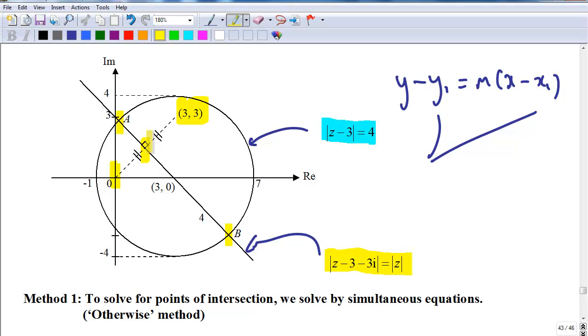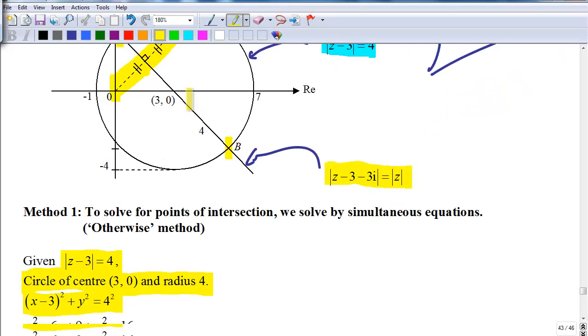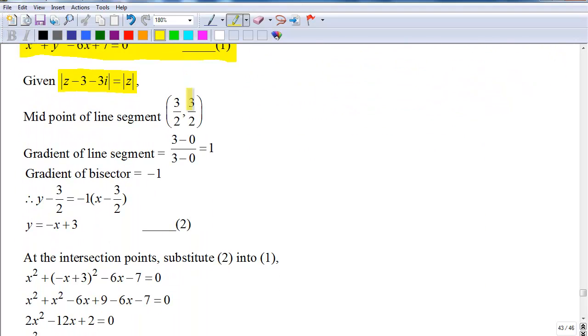Now the gradient of the perpendicular bisector, remember it's a perpendicular bisector, so it's also a line that is going to be perpendicular to the line joining 0, 0 and 3, 3. So that's how you can work out the gradient. Now you notice everything is printed out nicely for you.